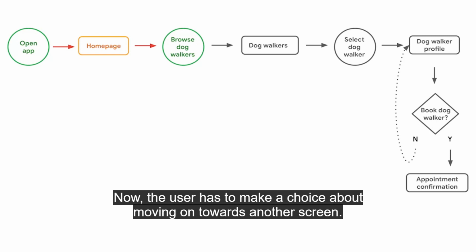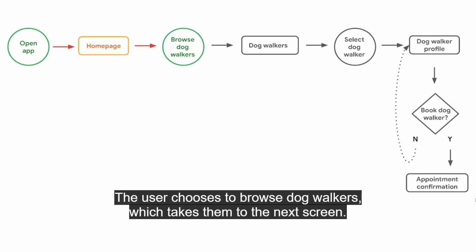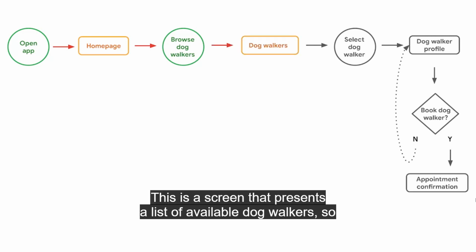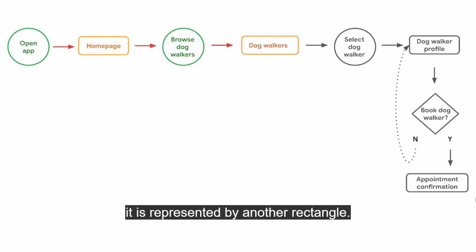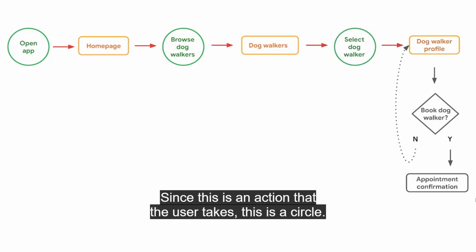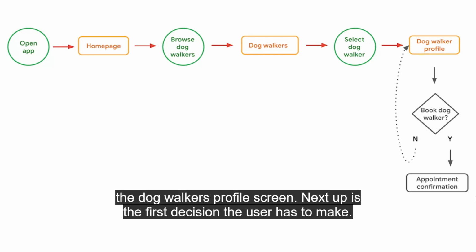Now, the user has to make a choice about moving on towards another screen. The action is represented by a circle. The user chooses to browse dog walkers, which takes them to the next screen. This is a screen that presents a list of available dog walkers, so it is represented by another rectangle. After that, the user flow moves on to the user selecting a dog walker. Since this is an action that the user takes, this is a circle. Once a dog walker is selected, the user flow lands on the rectangle for the dog walker's profile screen.